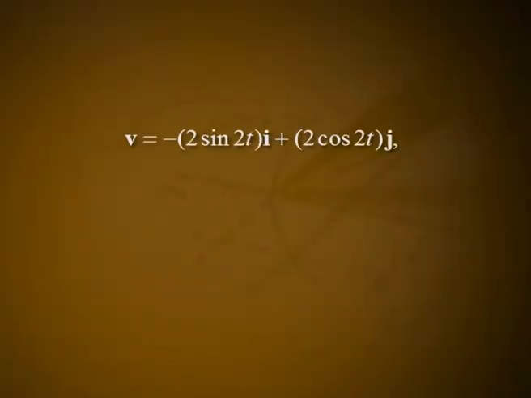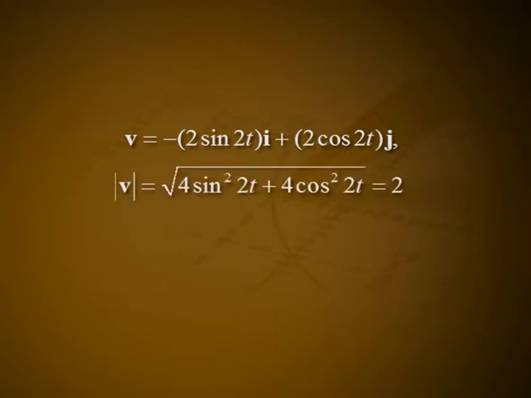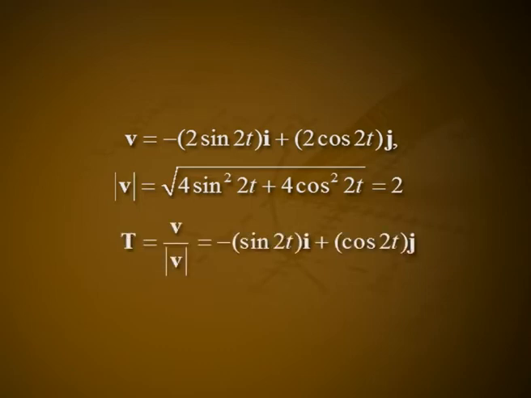Example 11. Find T and N for the circular motion r(t) equals cos 2t i plus sin 2t j. Solution. We first find T. V equals minus 2 sin 2t i plus 2 cos 2t j. Mod V equals the square root of 4 sin² 2t plus 4 cos² 2t, which equals 2. T equals V by mod V equals minus sin 2t i plus cos 2t j.